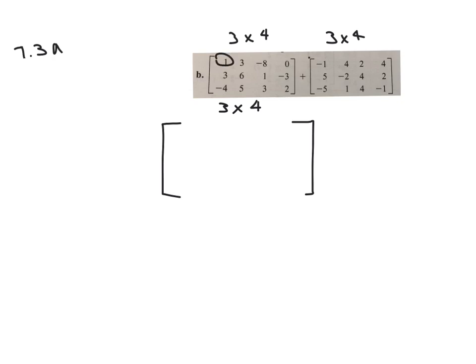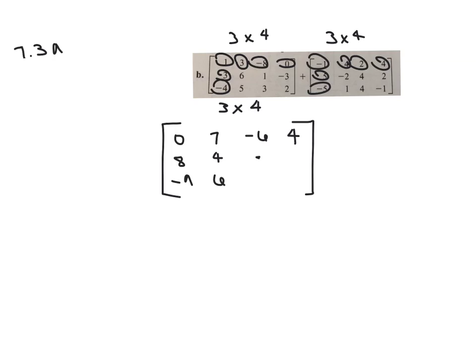So we're going to take that and that, and we're going to add those together and put them here. We're going to take 3 and 4, negative 8 and 2, 0 and 4, and that's pretty much all there is to it. And then we get, okay, not really too hard.